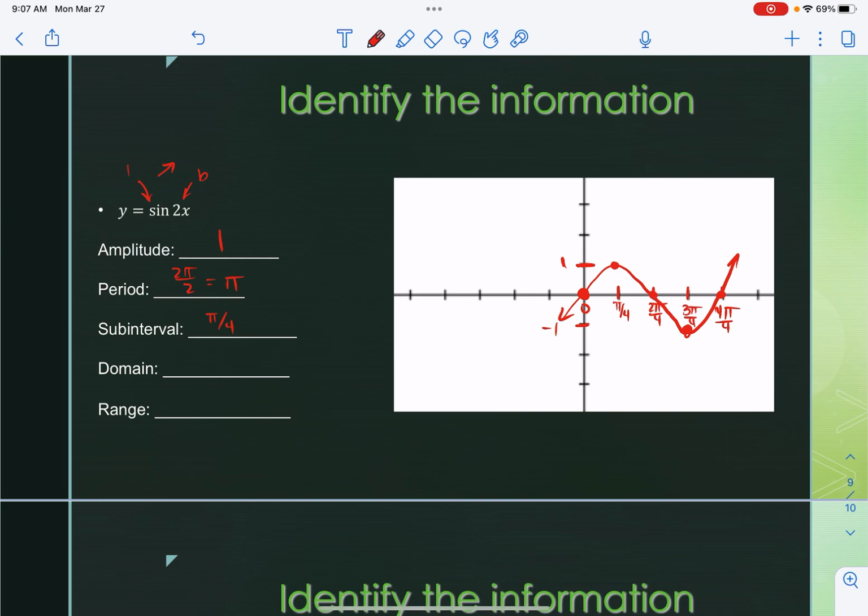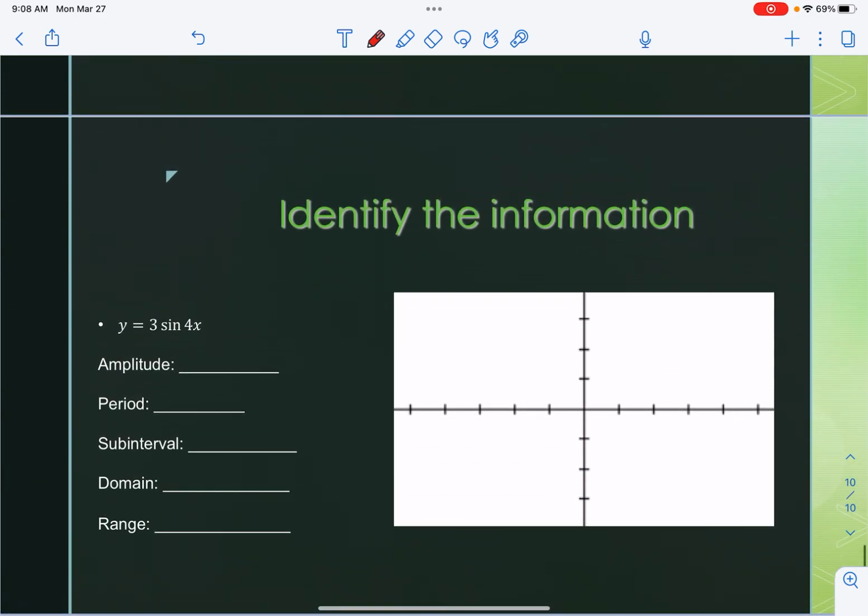And again, it's going to go up and down, up and down. Let me graph that a little bit better because I passed one there. And then it's going to keep going. So again, domain is negative infinity to infinity. Range is from negative 1 to 1. Let's do the next one here.